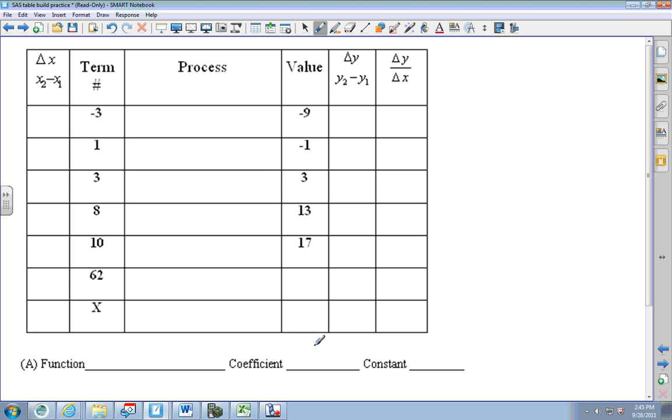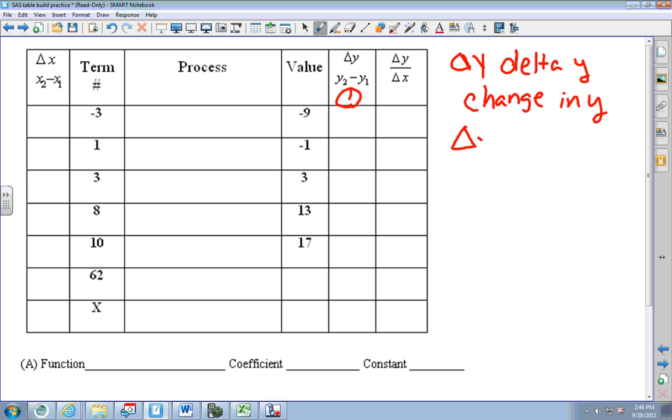This is our table. You can pause the video and see if you can come up with the right answer. The first thing you need to do is delta y. Delta y is how we say this. This is the change in y. Delta x is the change in x.